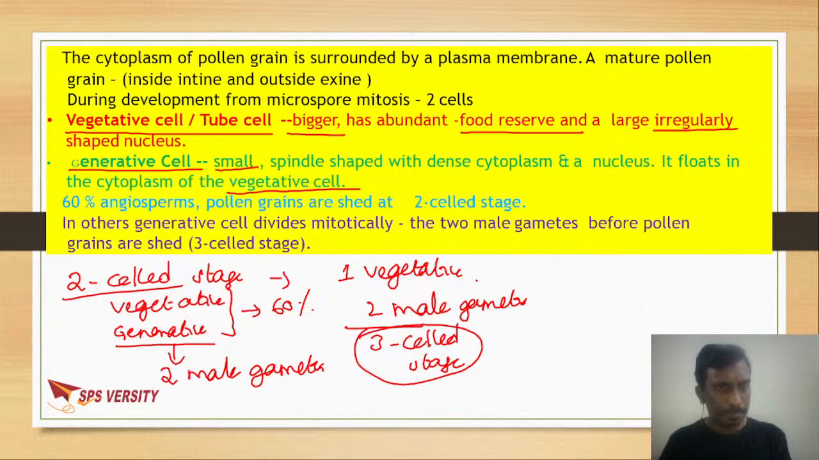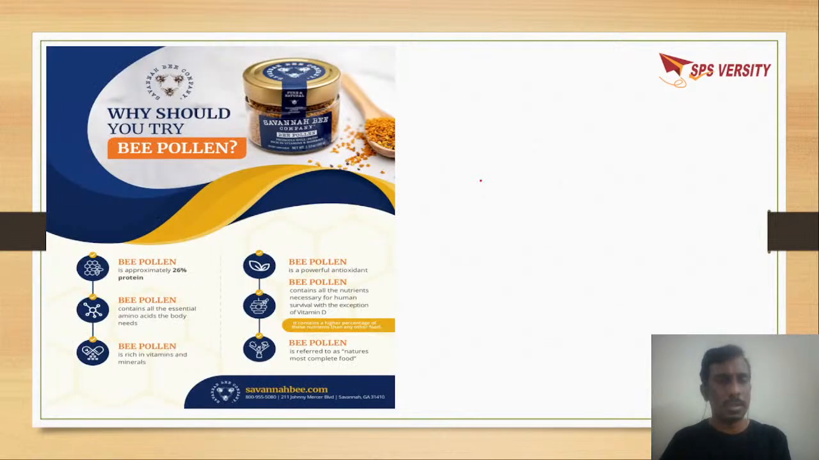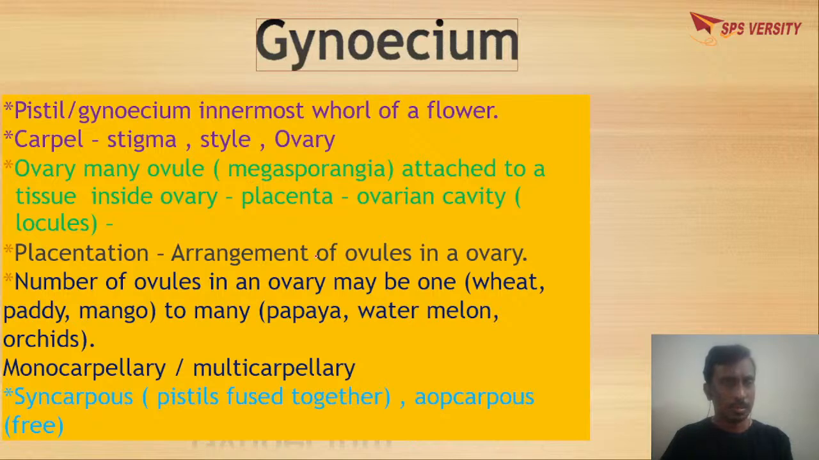So this is what happens inside the pollen grain. And already we discussed that the vegetative cell is abundant in food reserves. As it is abundant in food reserves, pollen grains are used as nutrient supplements. Like you can see, there are pollen tablets which are rich in nutrients, bee pollen, bee pollen cream. There are different energy shakes made from pollen grain, which are rich in nutrients.